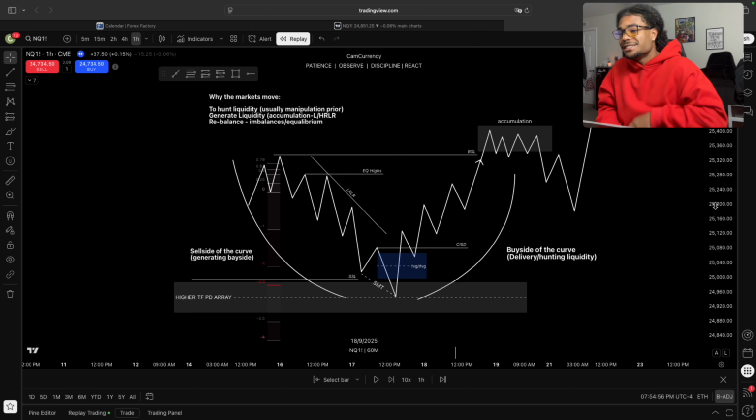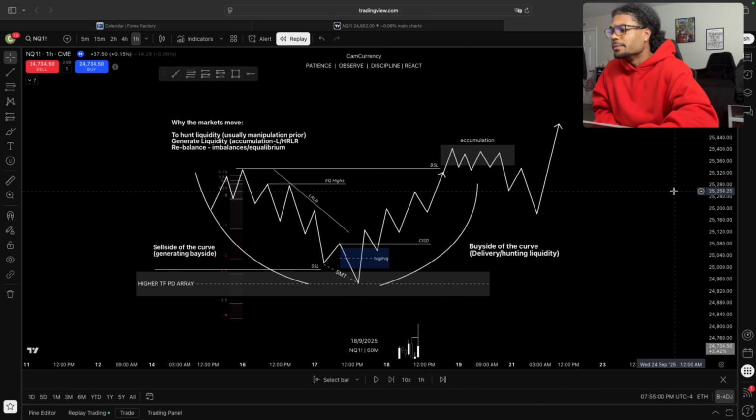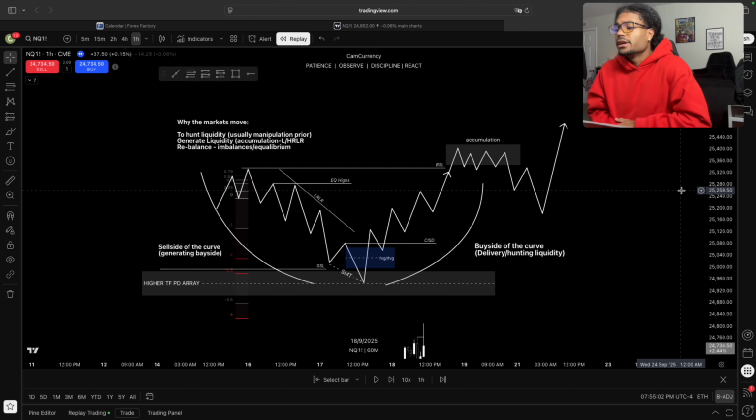Now, it may not look simple. I know this looks like a lot on my chart right now. This might look a little confusing. But I'm going to break it down. I'm going to break everything down step by step. So let's get right into it. I want this to be a fast and easy to understand video. So let's get right to it.